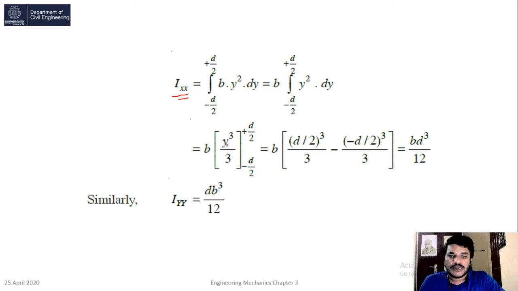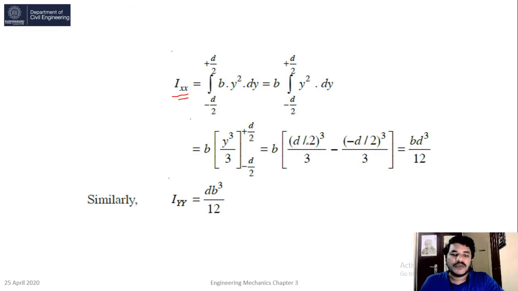Now, integration means y square is y cube by 3, b into y cube by 3. You can substitute the upper and lower limits, plus d by 2 minus d by 2. So which is equal to b into, instead of y you have to substitute the upper limit first and then upper limit minus lower limit. Okay. So wherever the y is there you have to substitute the d by 2 value, because y is the d by 2.